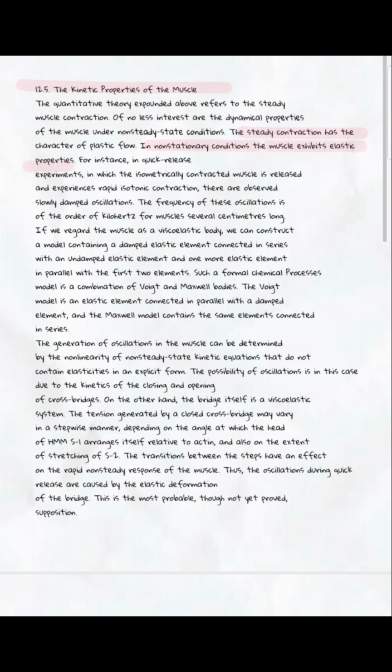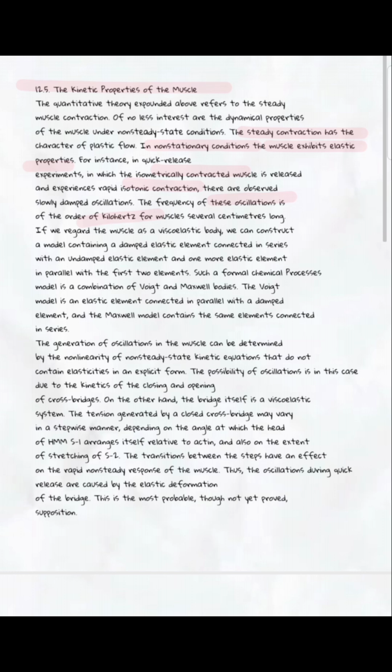For instance, in a quick release experiment in which the isometrically contracted muscle is released and experiences a rapid isotonic contraction, slowly damped oscillations are observed. The frequency of these oscillations is of the order of a hundred hertz for a muscle several centimeters long.